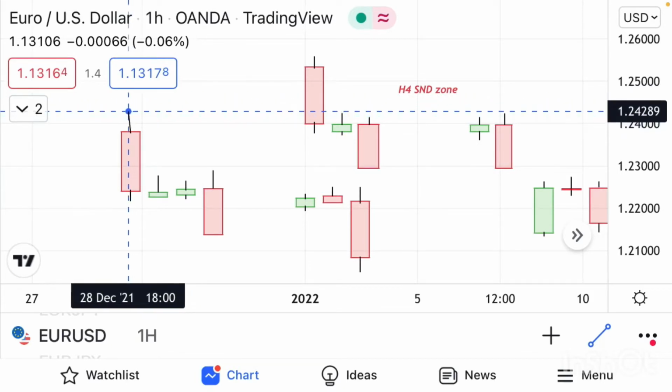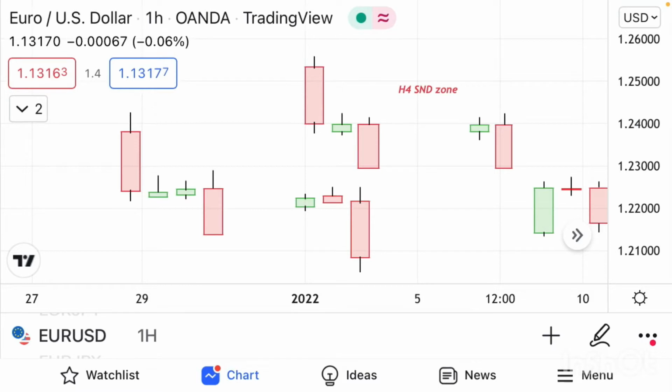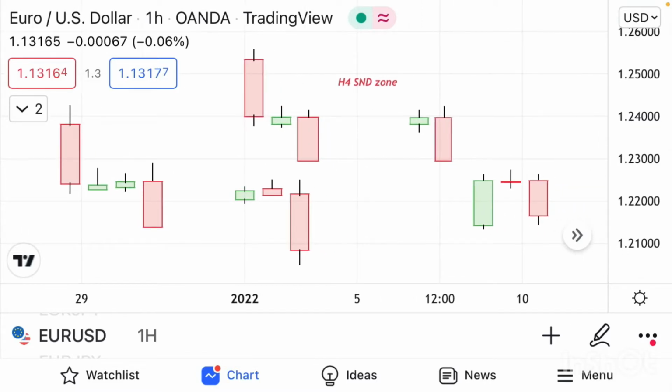So today I'm going to show you guys how to mark these zones, because I know that some people are very confused. So many people DM me asking this question: how do I mark my zones? Some get it wrong when marking these zones. Some mark from the wicks to the upper wicks, from the lower wicks to the lower wicks.